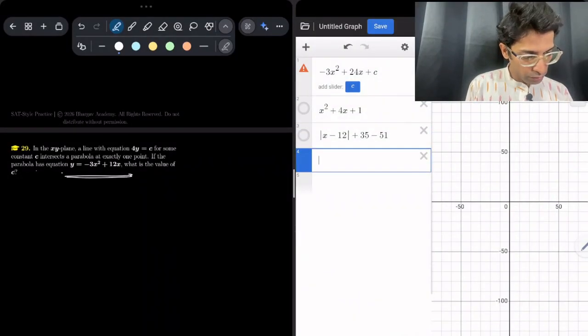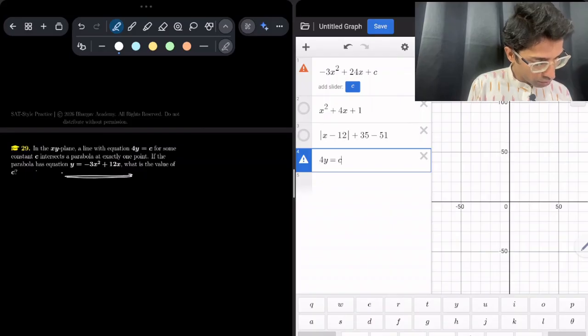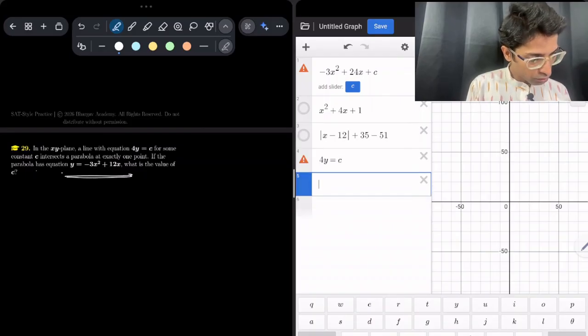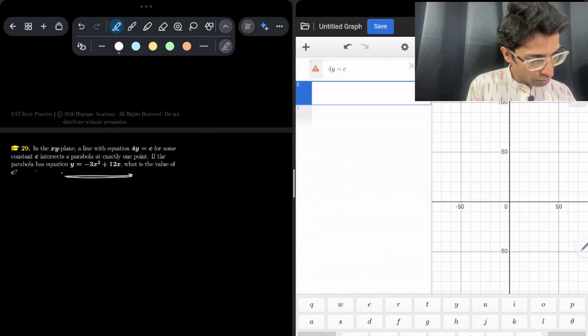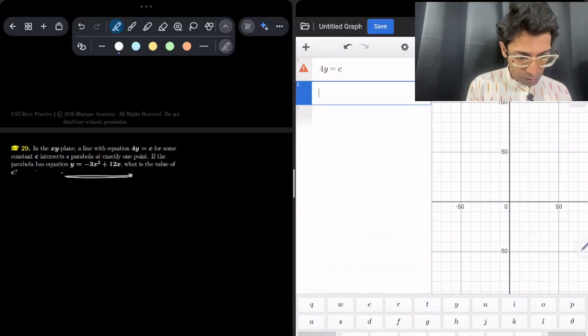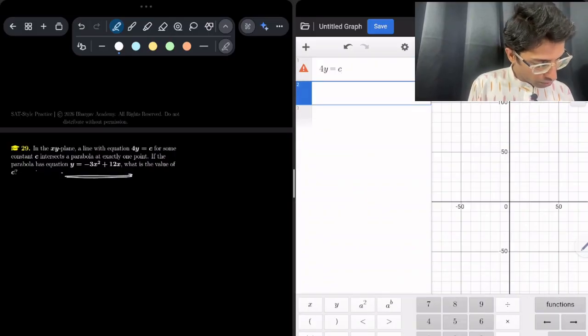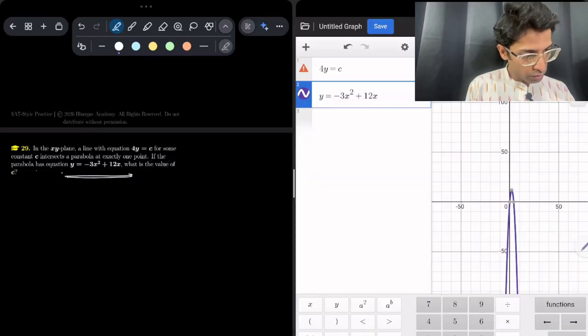Let's switch this off. Let me substitute 4y is equal to c. This is not looking good. Let me take this away so there is no c in our memory. 4y equal to c. Then what do we have here? y is equal to minus 3x square plus 12x. Okay, second equation is looking good, but what is wrong with the first equation?